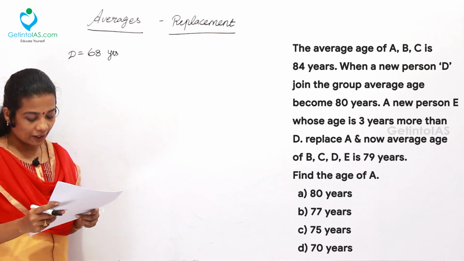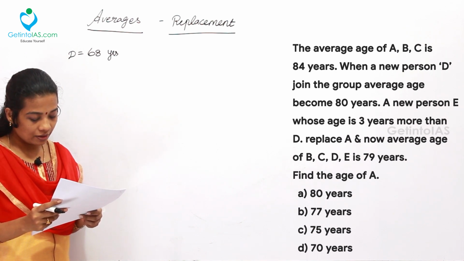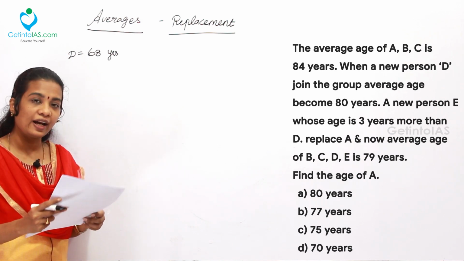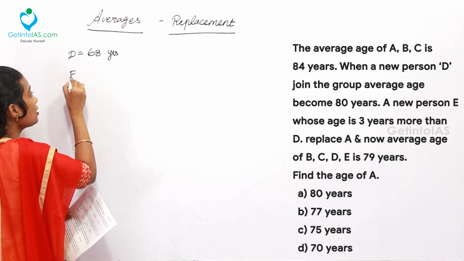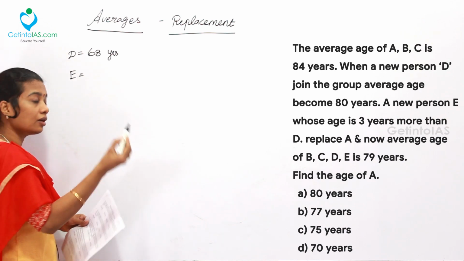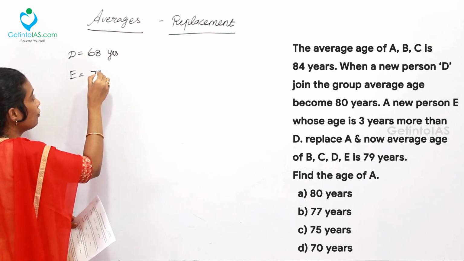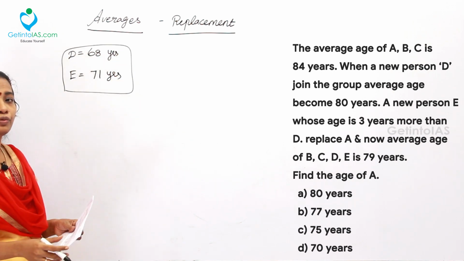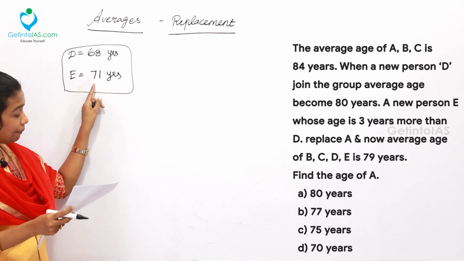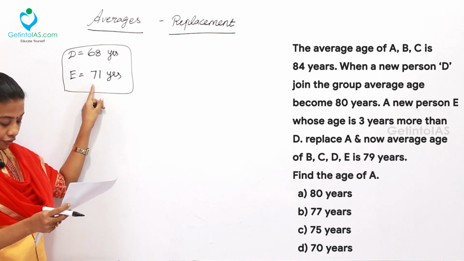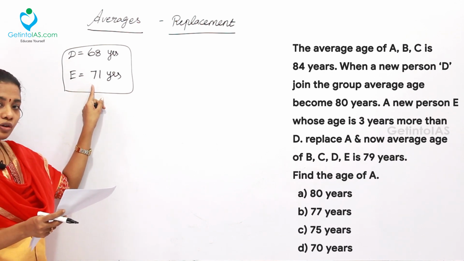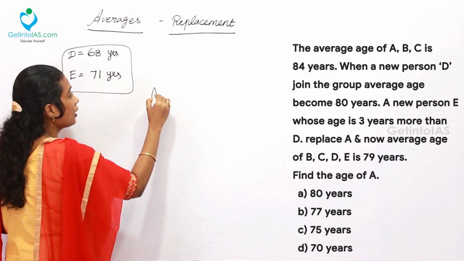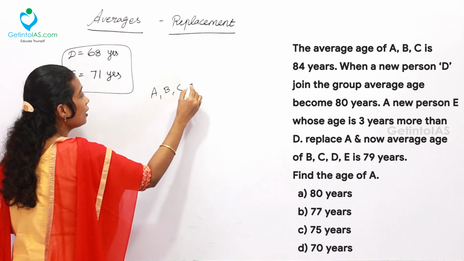After that, moving on to the second statement, it is saying a new person E whose age is 3 years more than D. So, what is E's age? Which is given 3 years more. So, 68 plus 3 is equal to 71 years. So, we got the exact ages of two persons D and E. E replaces A, and now the average of B, C, D is 79 years. This person E is replacing A.